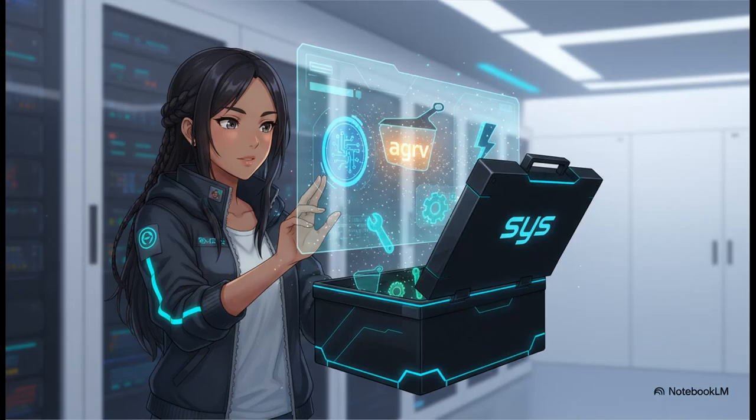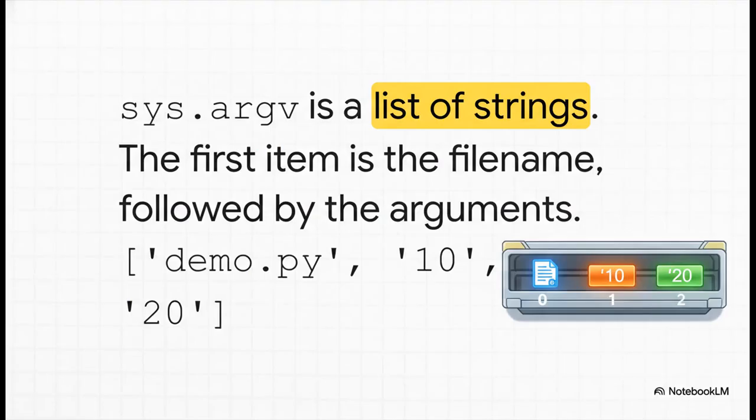So how does our script actually get a hold of those numbers? Well, for that, we need to bring in a little help from Python's standard library, specifically the sys module. Once we import sys, we can look at this special thing called sys.argv. So what's inside? When you print it out, you see this, a list. And you've got to pay attention to the structure here. The very first item is the name of our script, demo.py. And then, after that, you see our arguments, 10 and 20. And look closely. See those single quotes?